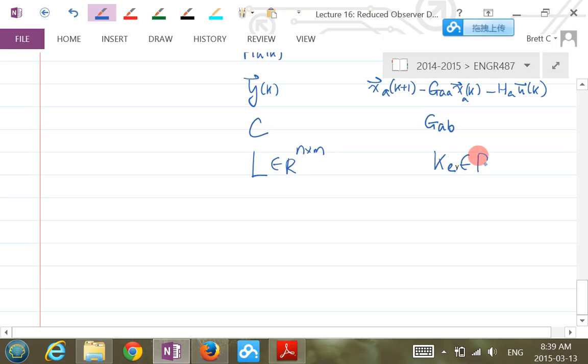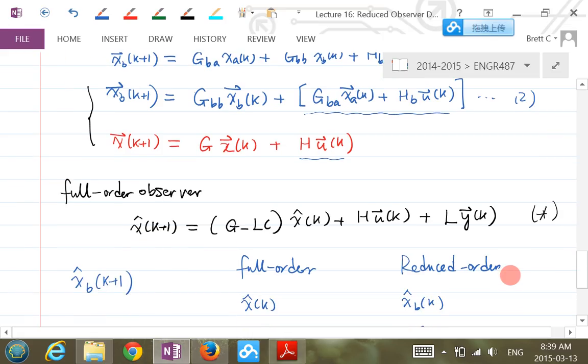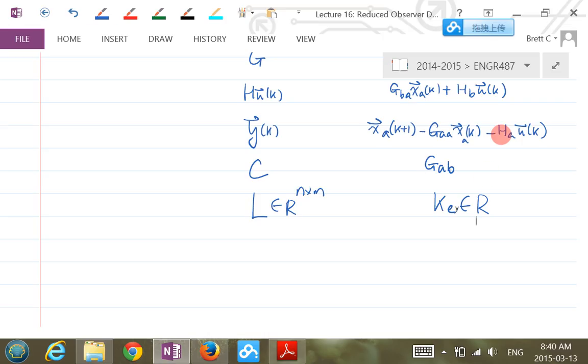So what will be the size for the reduced order observer gain? For the reduced order observer, this is not going to be X hat anymore, this is going to be the XB hat. What is the size of XB? Let's see, if you have M number of outputs, which basically means you have M number of known quantities, then this is actually going to be N minus M times M. Because XB is the N total minus the M knowns. Total minus the known quantity. So the size for the XB is N minus M.